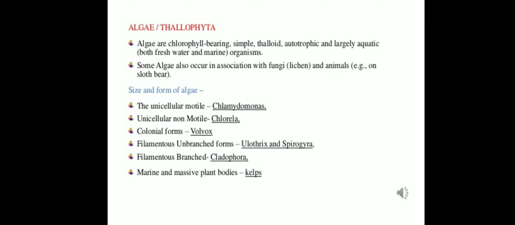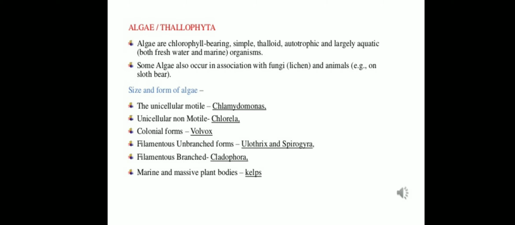Algae are the most primitive plants. They may be unicellular to up to 60 meters and are haploid in nature. Algae are chlorophyll bearing, simple, thalloid, autotrophic and largely aquatic. They can be found both in freshwater and marine environments. Some algae also occur in association with fungi, that is termed as lichen, and animals, for example on sloth bear.